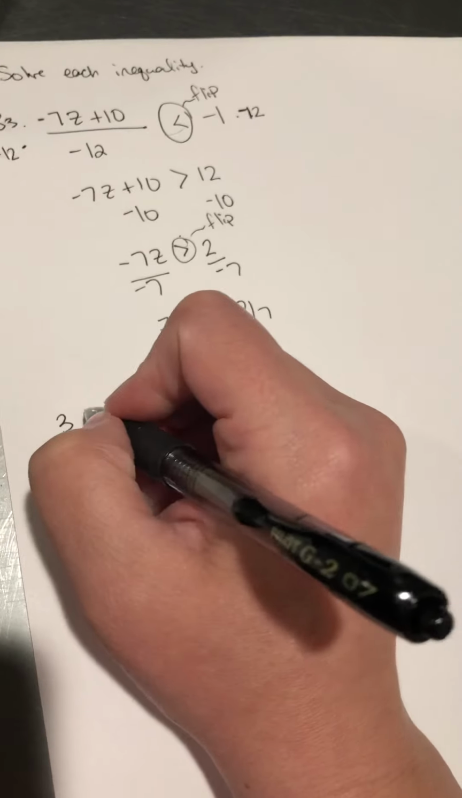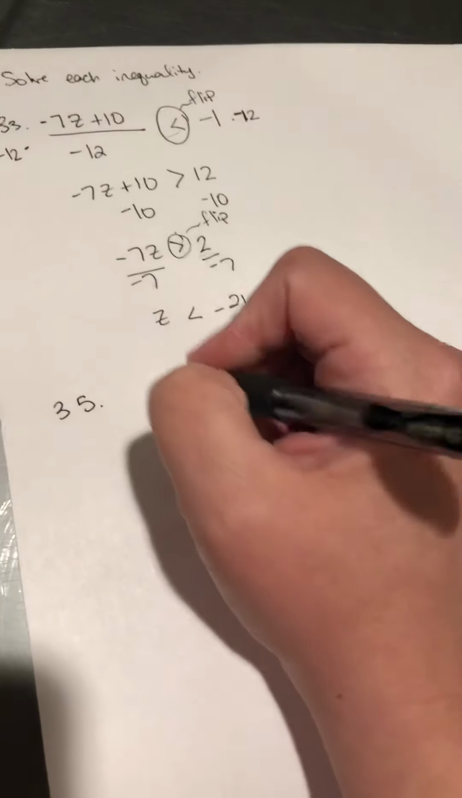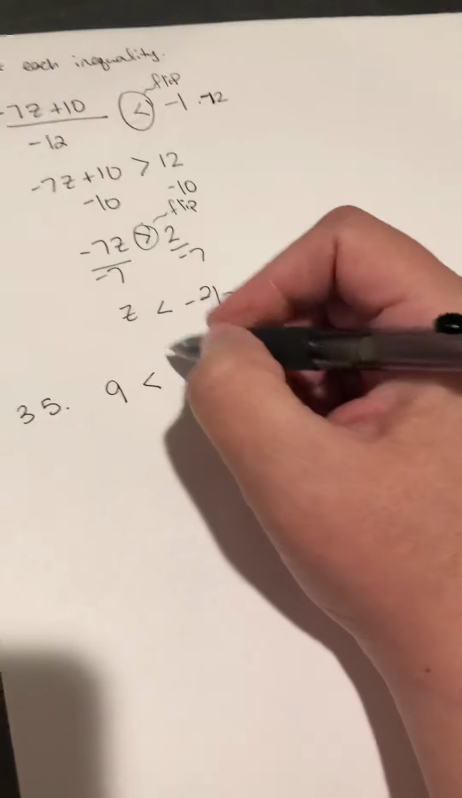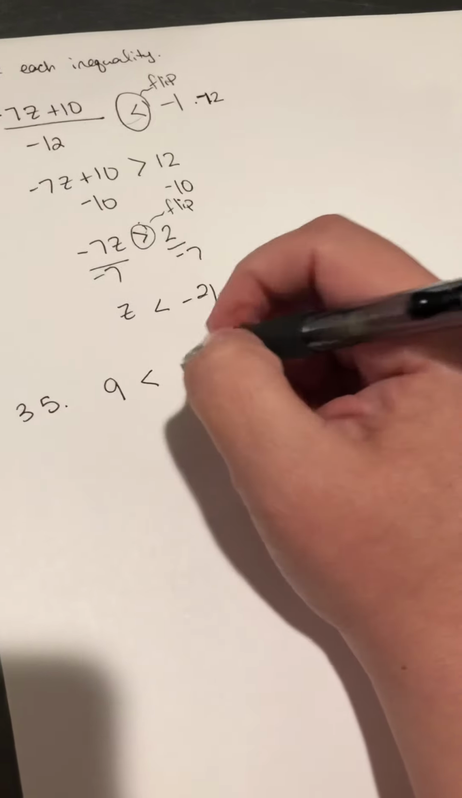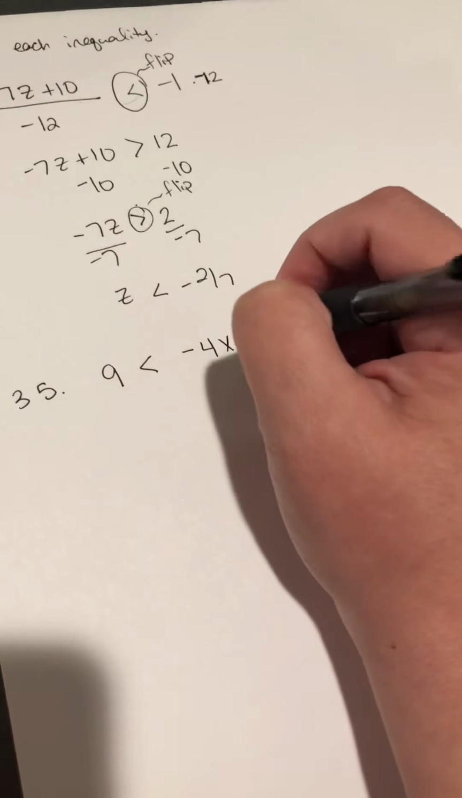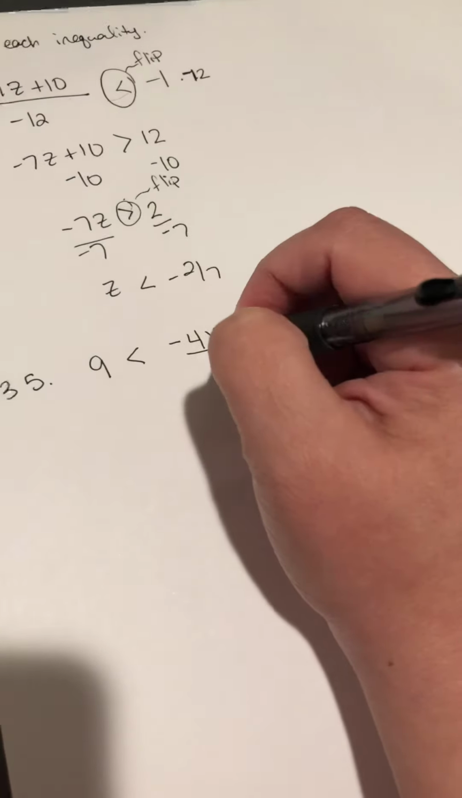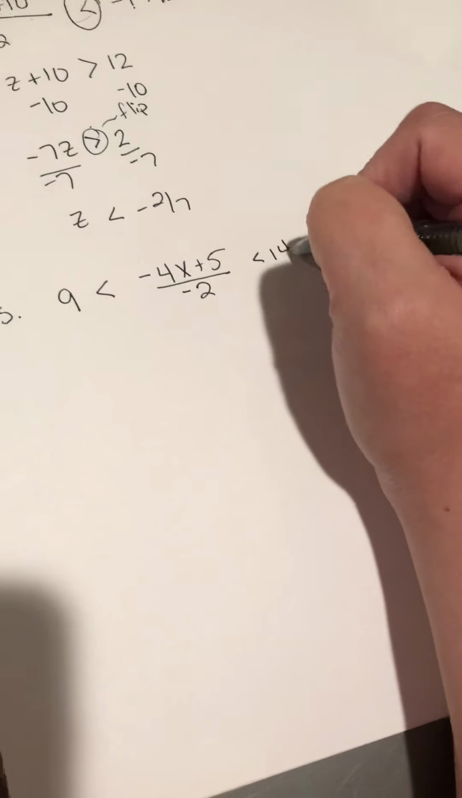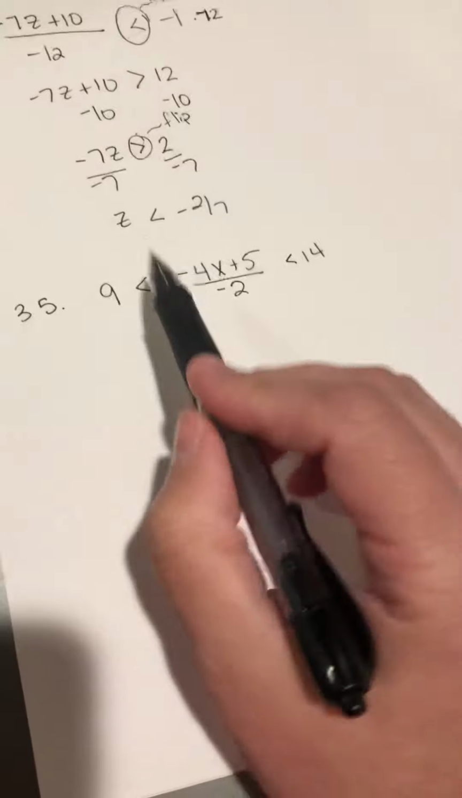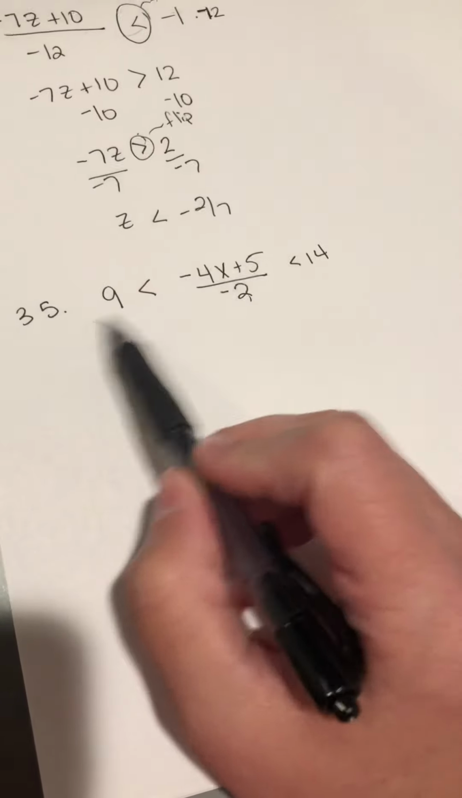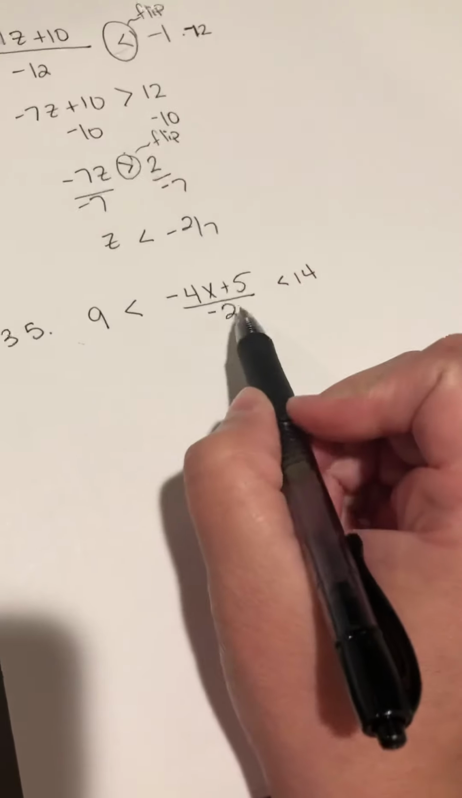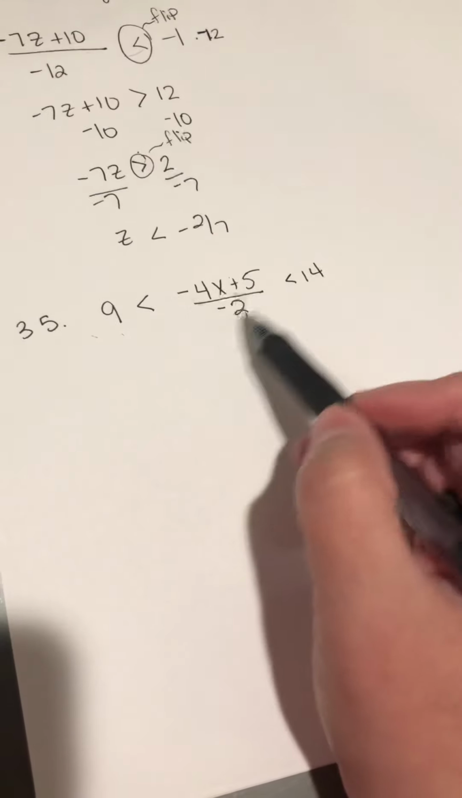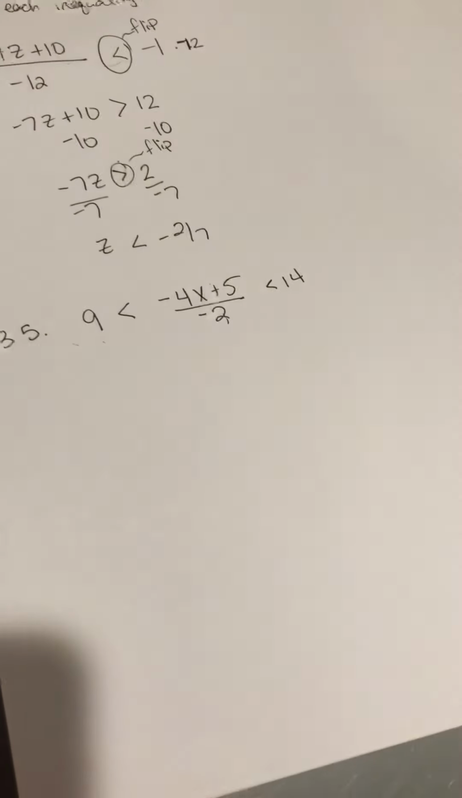I can also have compound inequalities where I have two inequalities. So I've got 9 is less than negative 4x plus 5 divided by 2, negative 2, is less than 14. So I can solve this all at one time. Just like when I do one thing to the left, I do it to the right, same thing: when I do something to the middle, I have to do it to the left and to the right.